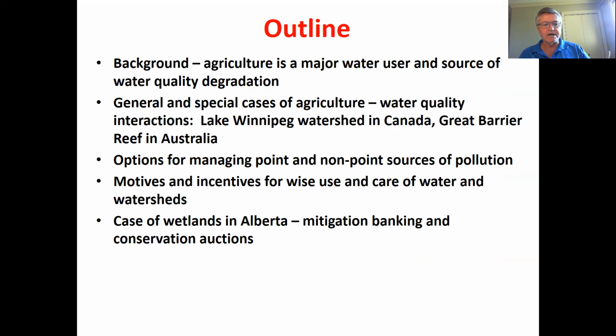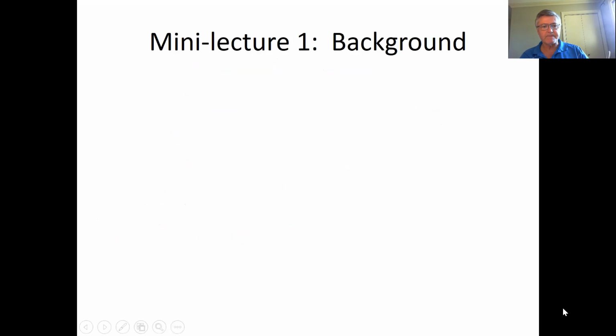So this is the outline. We're going to talk about the Lake Winnipeg watershed in Canada, the Great Barrier Reef in Australia, and touch upon issues in China. And then what are these options and motives? We'll have the particular case of wetlands in Alberta to have a discussion about two market-based instruments for dealing with non-point source pollution, water pollution associated with agriculture, relative to wetlands: mitigation banking and conservation auctions.